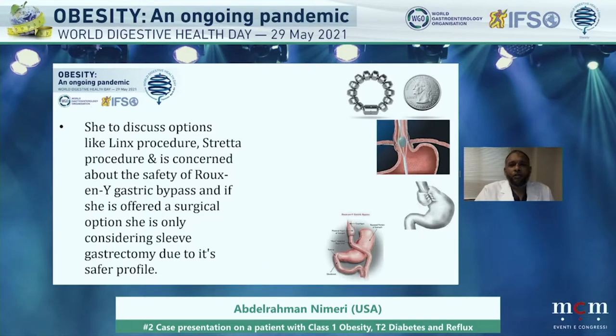The patient is most interested in endoscopic options. She heard about a procedure called Stretta. She wants to hear more about it, as well as laparoscopic options that have lower risk. So she's heard about a procedure called LINX. She also wants to hear about it. When it comes to other procedures, she wants to know if having a fundoplication would help her reflux and if that's the best procedure for her.